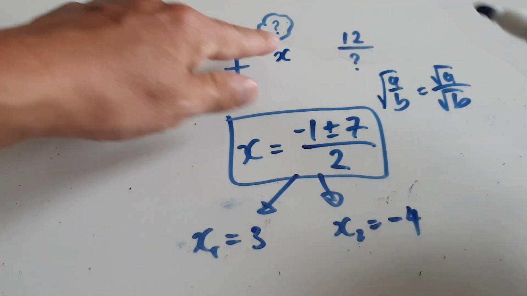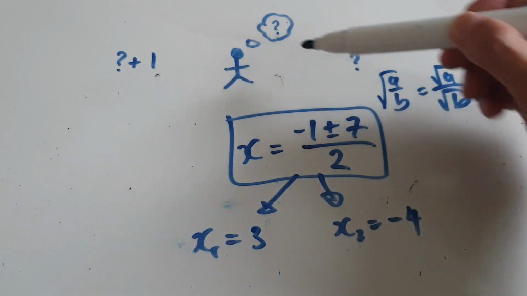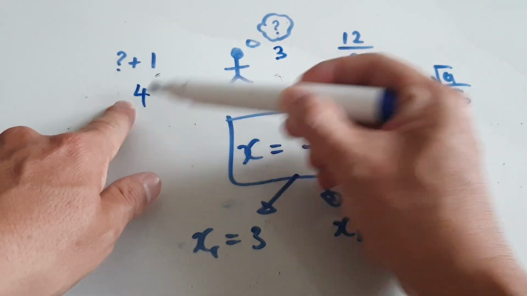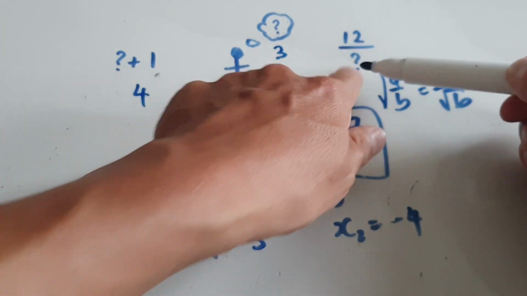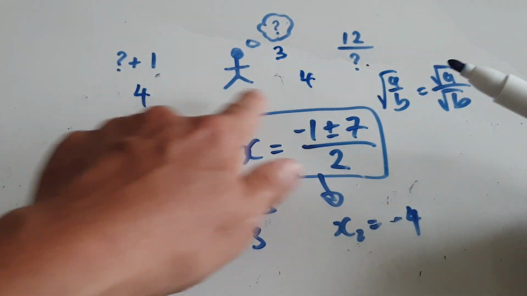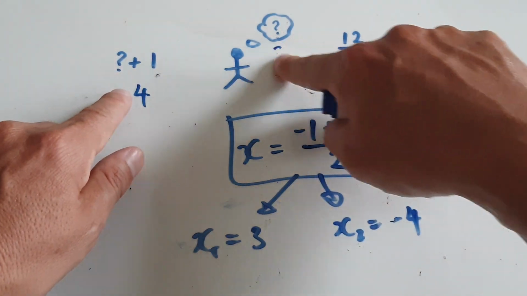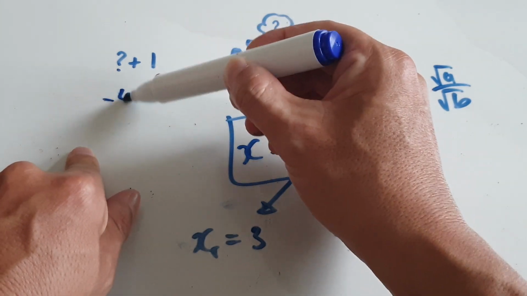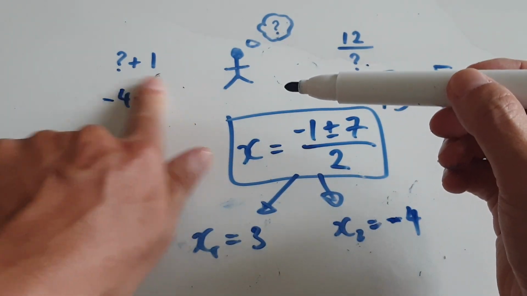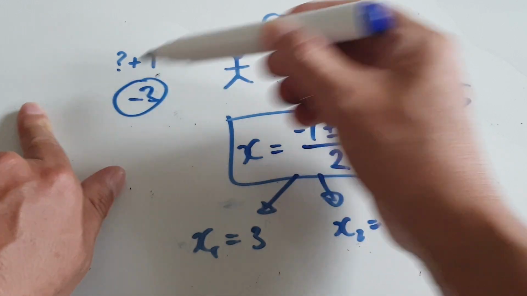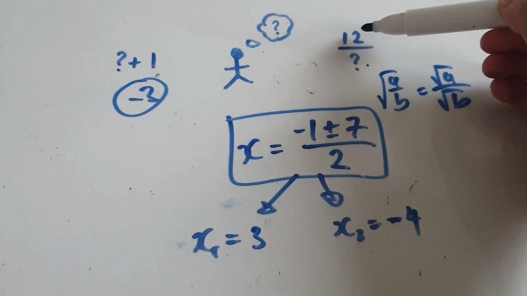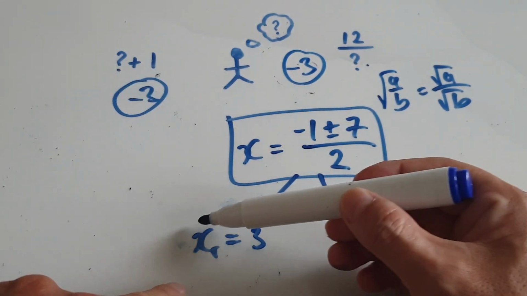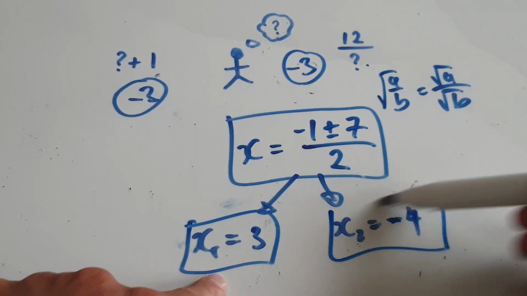So let's go back to here and let's test it. I was thinking of a number. So the first solution is 3. So let's check it. 3 plus 1 would be 4. Let's put it into here. 12 divided by 3 would be 4. So you can see that these two are equal. So the other solution would be negative 4. So let's test it. Negative 4 plus 1 would be negative 3. So this thing here would be negative 3. And when you put negative 4 in here, 12 divided by negative 4 would be negative 3. You can see that this equals this. So there are 2 solutions. This is your first. This is your second. Okay?